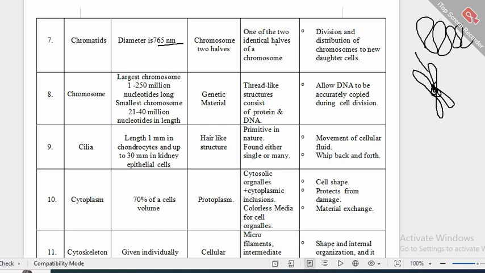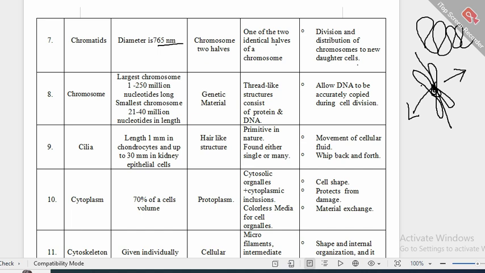Identical two halves, this single part is a chromatid. So division and distribution of chromosomes to new daughter cells: this chromatid will go to one cell, this chromatid will go to another cell. I mean two different daughter cells. They will get divided from this point.